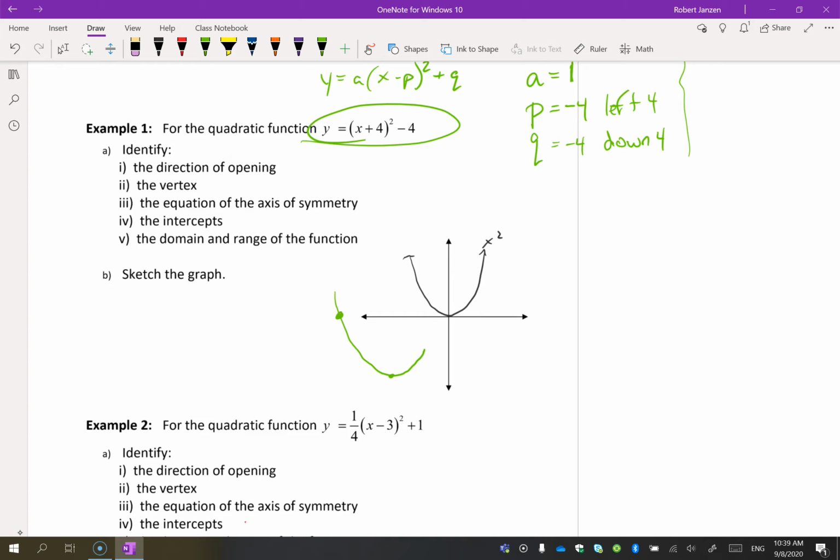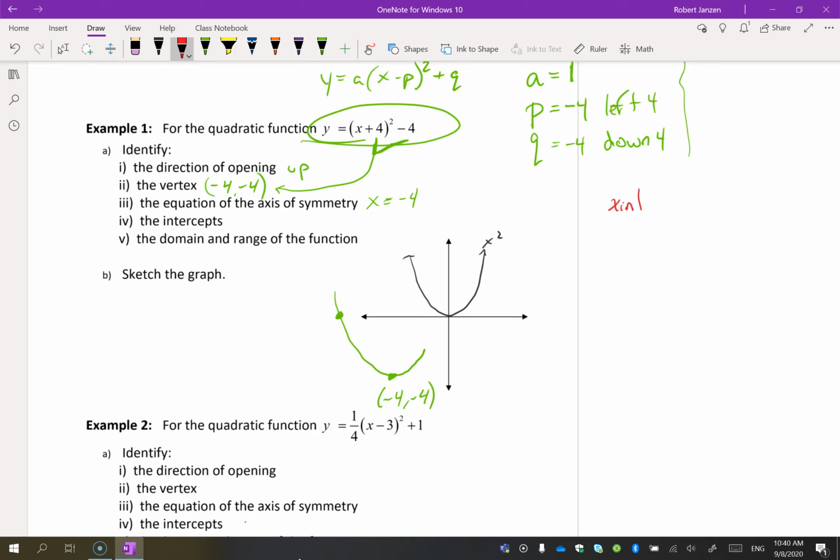So the direction of opening, this opens up. What is the vertex? Well, what is this point? We have moved left 4 and down 4. Now, that's pretty significant. The vertex you should always be able to just read from the p and q values. Okay, that's important to know. The equation of the axis of symmetry is the x value of the vertex. What are the intercepts?